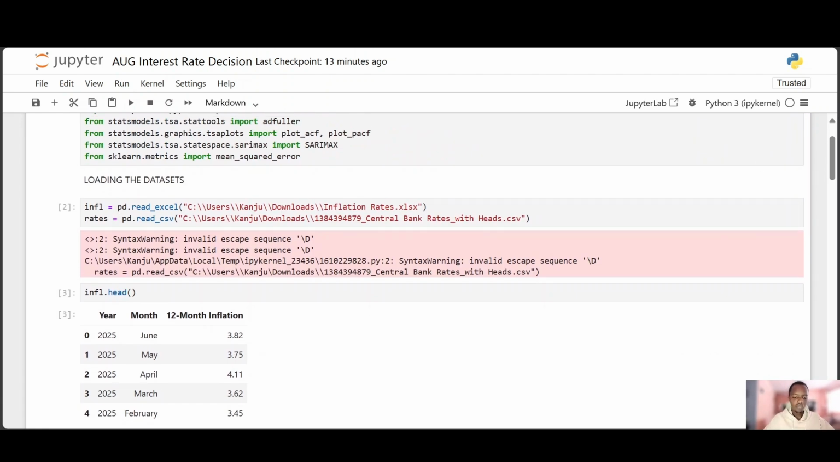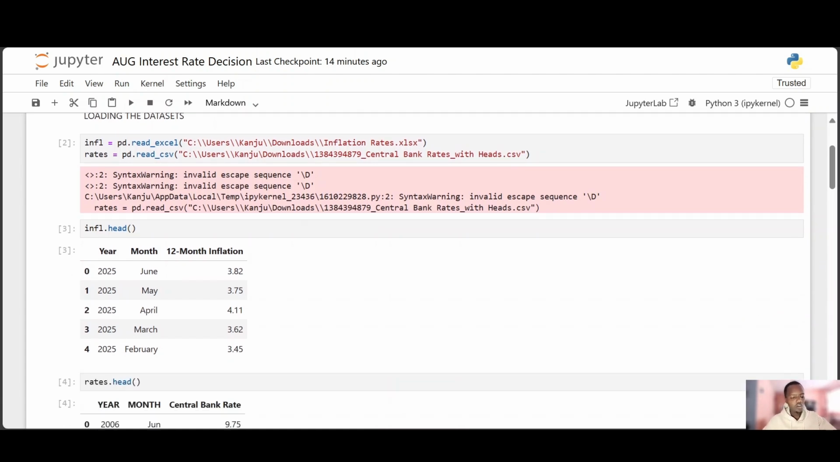So I have the inflation rates dataset and the central bank rates dataset. These datasets you can access from the Central Bank of Kenya, where they have various datasets. So you can go to their website and get the inflation rates as well as the central bank rates.